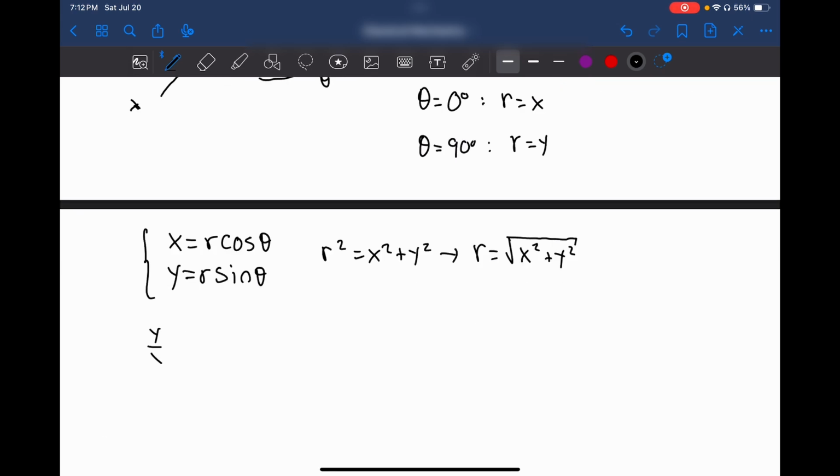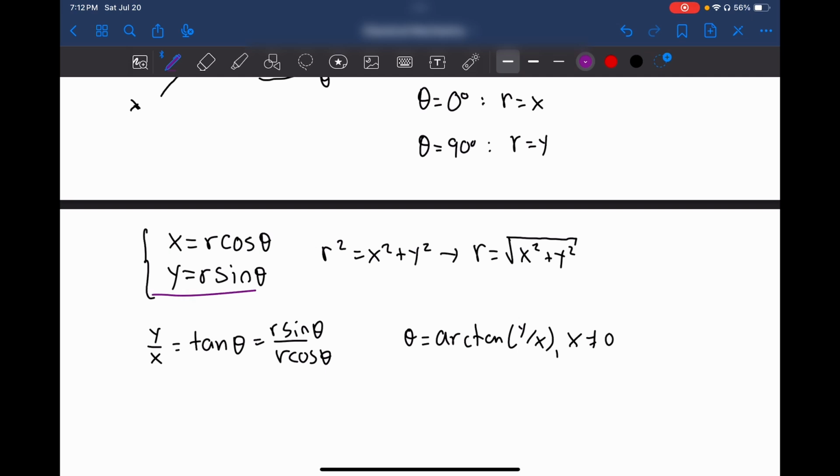Also, if we take y and divide it by x, we're going to end up with tangent of theta, because we're going to have r sine of theta in the numerator and r cosine of theta in the denominator. The r's cancel out, and we're just left with tangent of theta. So we have that theta is arctangent of y divided by x, assuming x does not equal 0. Cool. So here we have some relations. We have x and y as r cosine of theta, r sine of theta. We have an expression for the length of the radial component, and we have a value for the angular component.